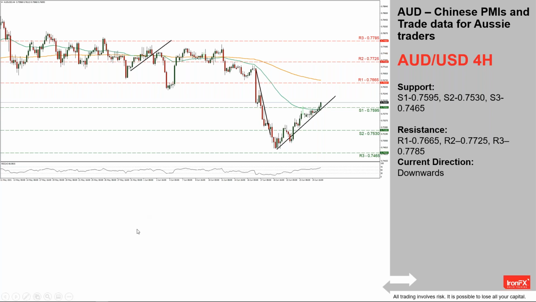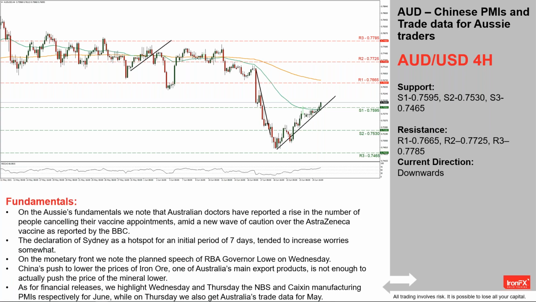Moving now to the Aussie's fundamentals. The Aussie seems to have stopped losing ground against the USD and is about to end the week in the greens. On the Aussie's fundamentals, we note that Australian doctors have reported a rise in the number of people cancelling their vaccine appointments amid a new wave of caution over the AstraZeneca vaccine, as reported by the BBC. The declaration of Sydney as a hotspot for an initial period of 7 days tended to increase worry somewhat.